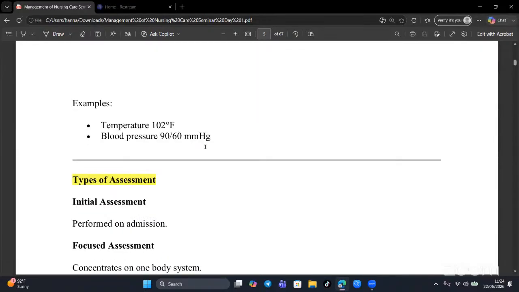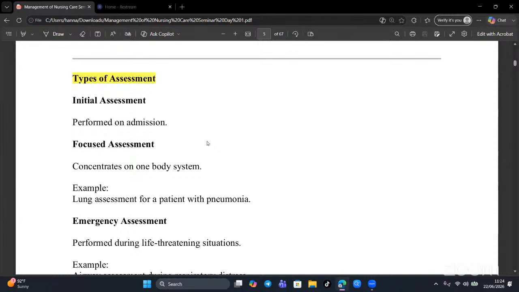Then we also have the types of assessment. We have the initial assessment. This should be done by nurses. It is performed on admission. The patient has come, or you went for duty and you've never met this patient before. That is your initial assessment. Then we have focused assessment.